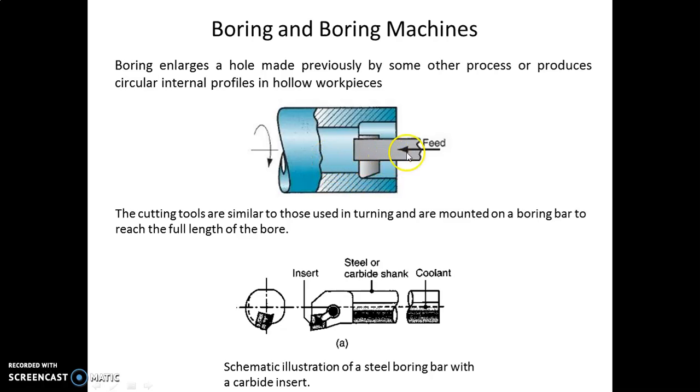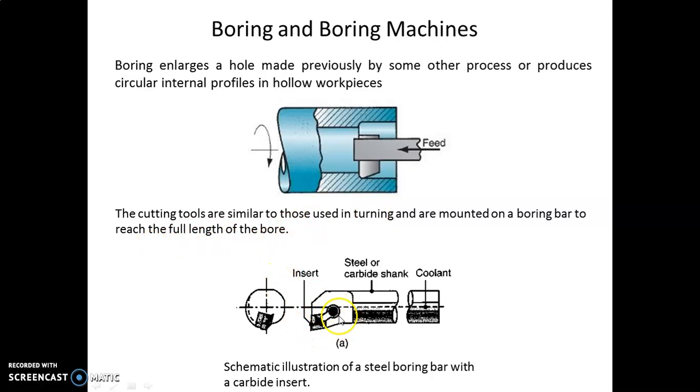In this operation the feed is given in one particular direction and the job is fixed in position, but it is rotated by mounting it in the jaws of the chuck. So boring enlarges a hole made previously by some other process or produces circular internal profiles in hollow workpieces. The cutting tools are similar to those used in turning and are mounted on a boring bar to reach the full length of the bore.